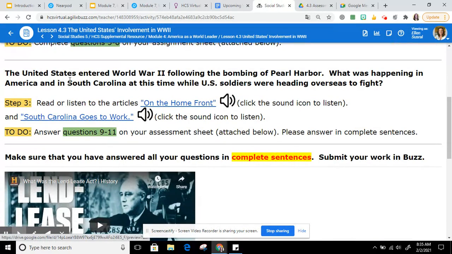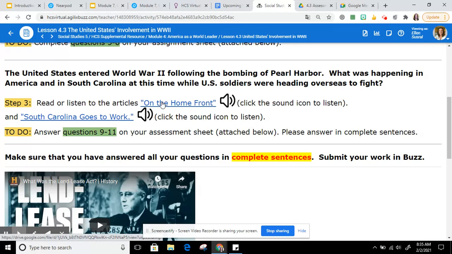Step 3, it says the United States entered World War II following the bombing of Pearl Harbor. What was happening in America and in South Carolina at this time while U.S. soldiers were heading overseas to fight? So step 3, you're going to read or listen to the article on the home front.